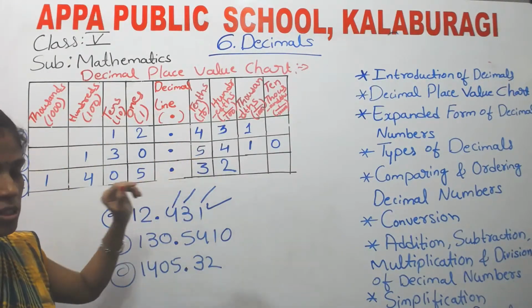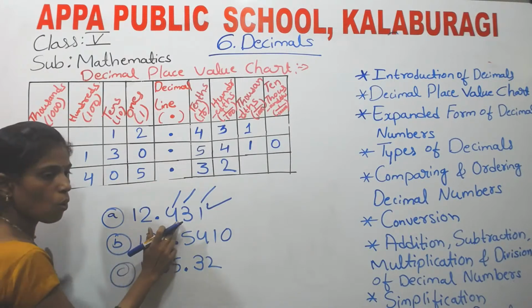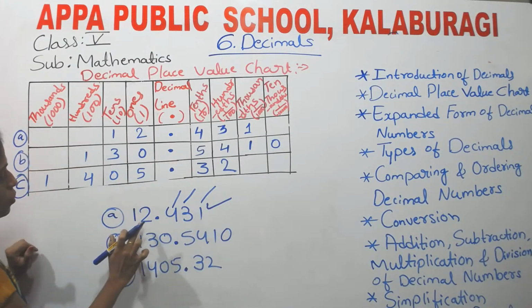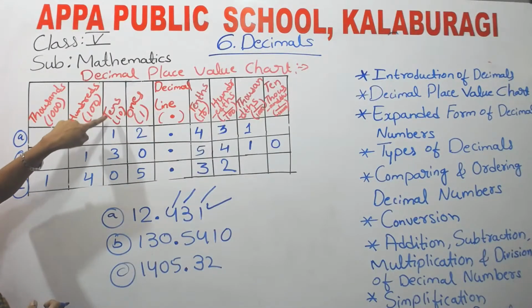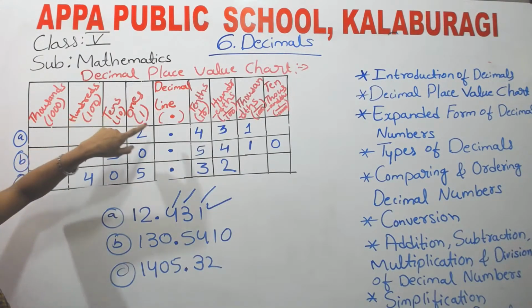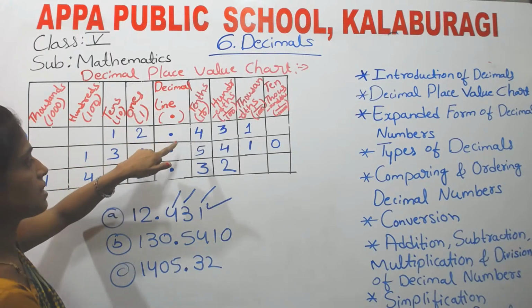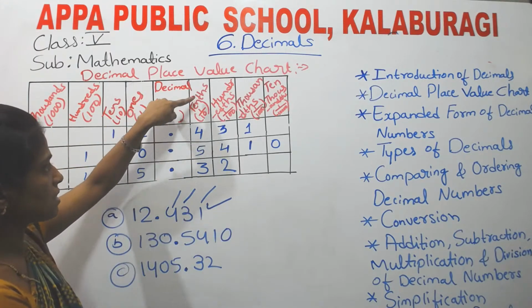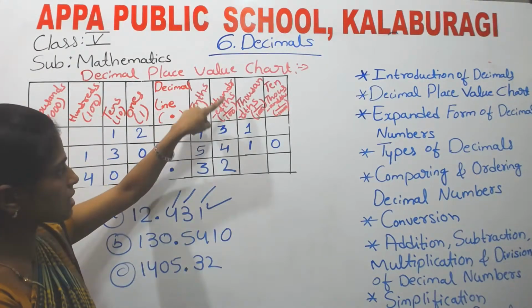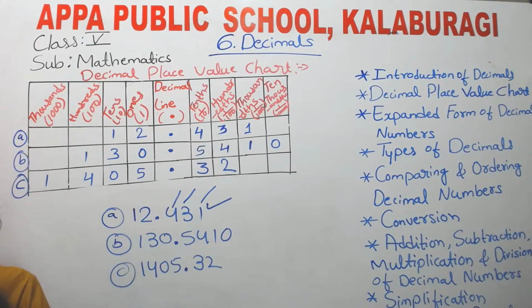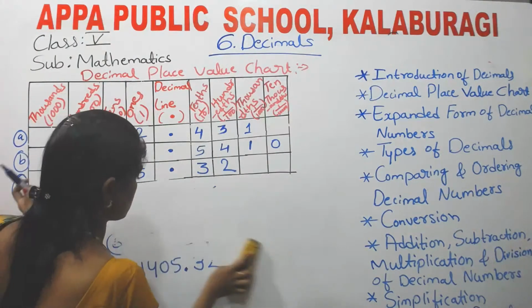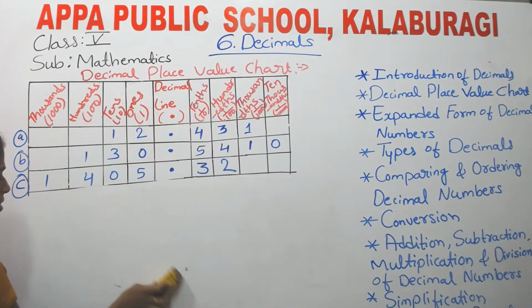Now understood, children? See here. First, 12.431 is there. Now 12 is in this: 2 is in ones place, 1 is in tens place. After the decimal line, that is the right side number, 4 is in tens place, 3 is in hundreds place, 1 is in thousands place. Now write in expanded form, the expanded form of these numbers. I'm taking only these examples. You can take another example also.